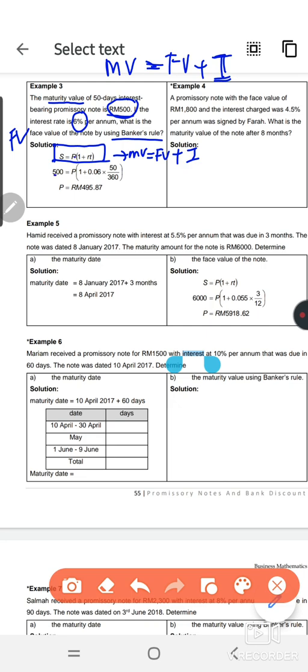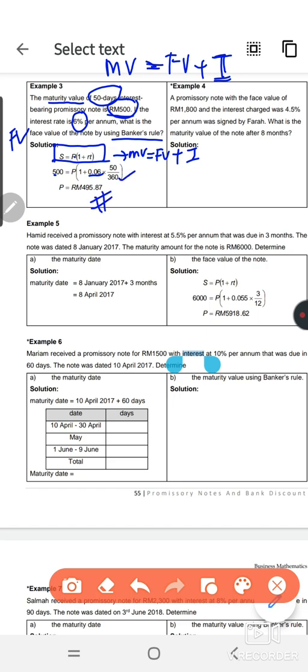P ni kita tak tahu, P adalah face value. Okay, P(1 plus 0.06 interest rate multiply by 50 over 360). Sebab kat sini dibagi dalam tempoh hari. So 50 days you need to divide by 360.